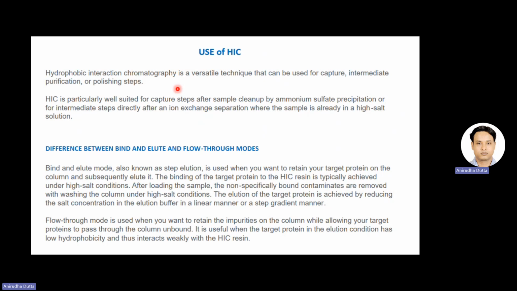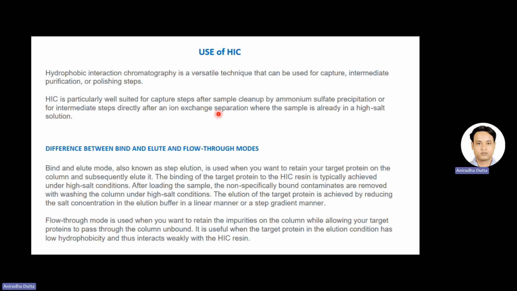Those proteins differ from the fully folded protein by their surface hydrophobicity, isn't it? If the protein gets unfolded, its surface changes, so the surface hydrophobicity of the folded protein and the partially unfolded protein would not be the same. So we can separate those unfolded or partially unfolded proteins using hydrophobic interaction chromatography. That would be in the polishing step.